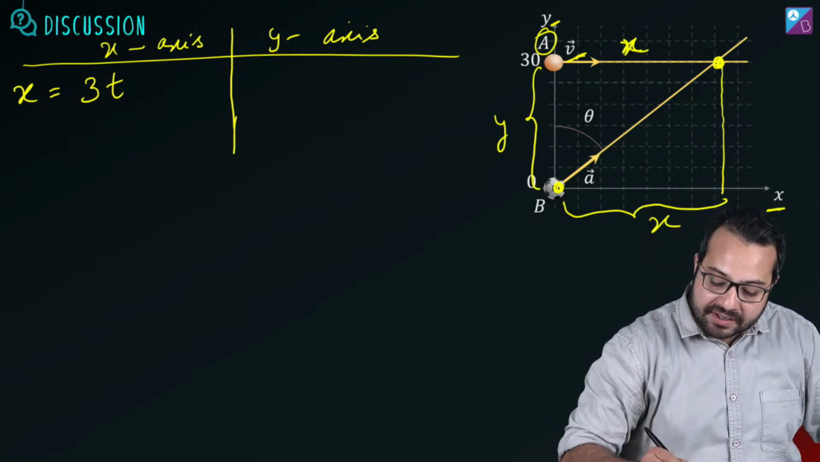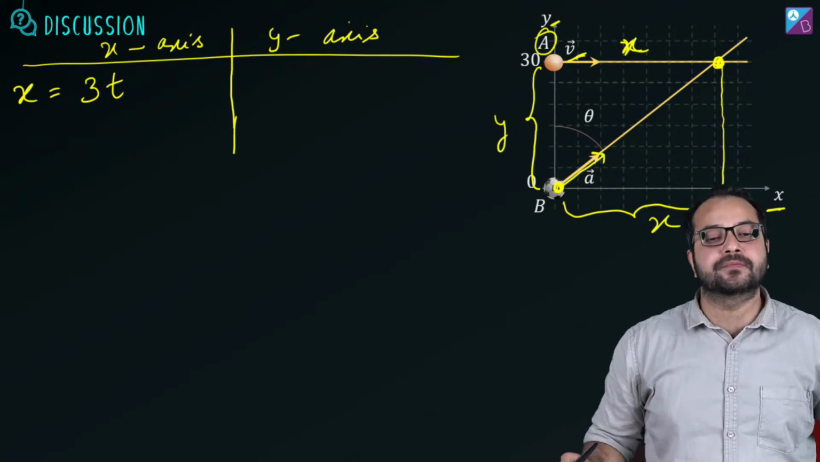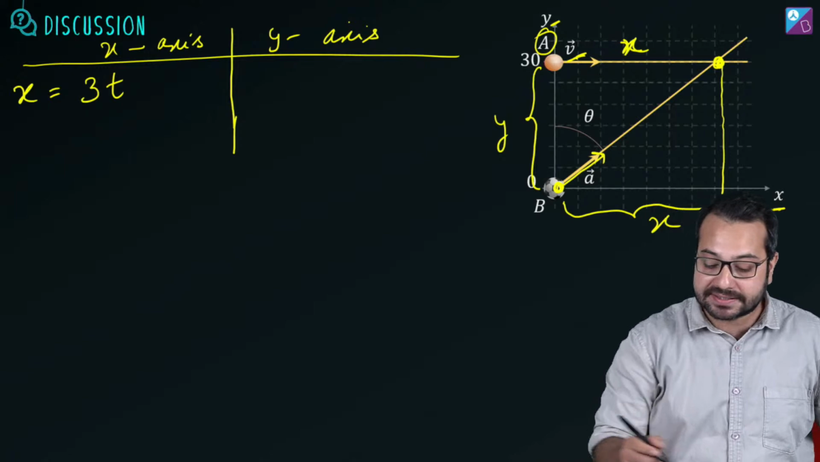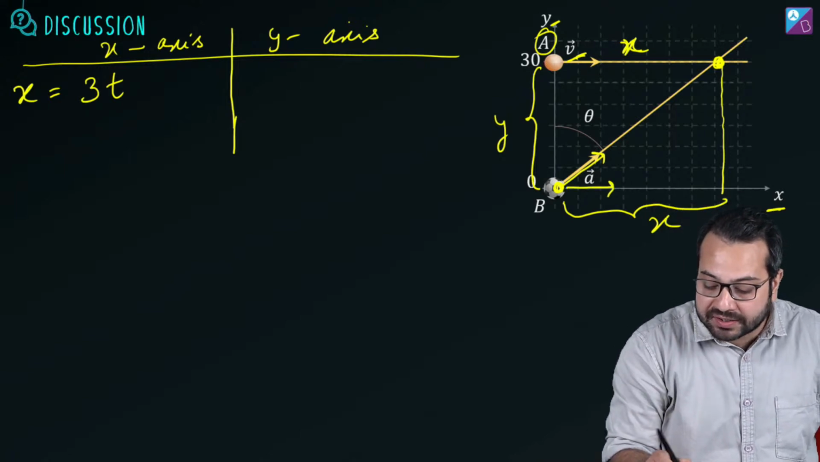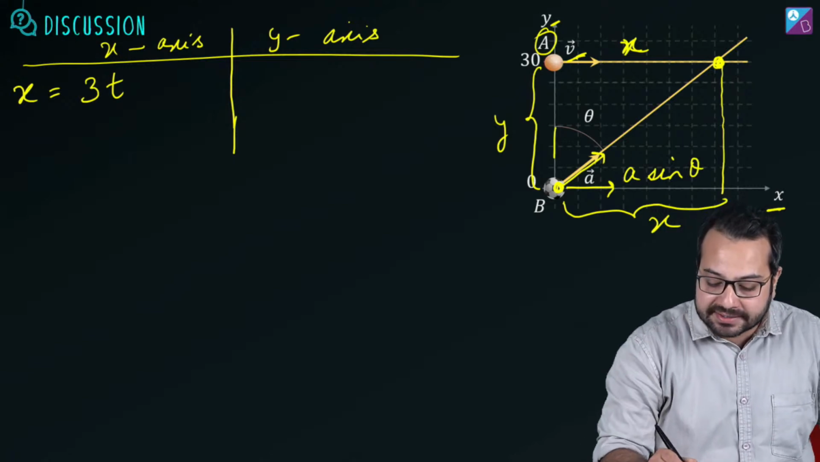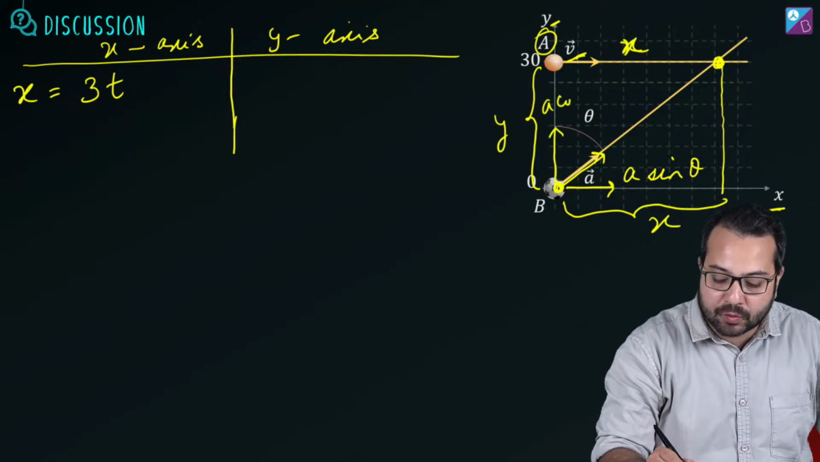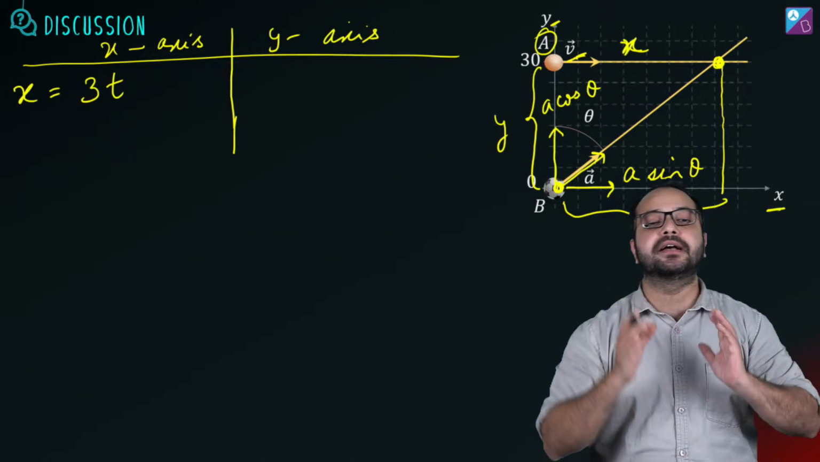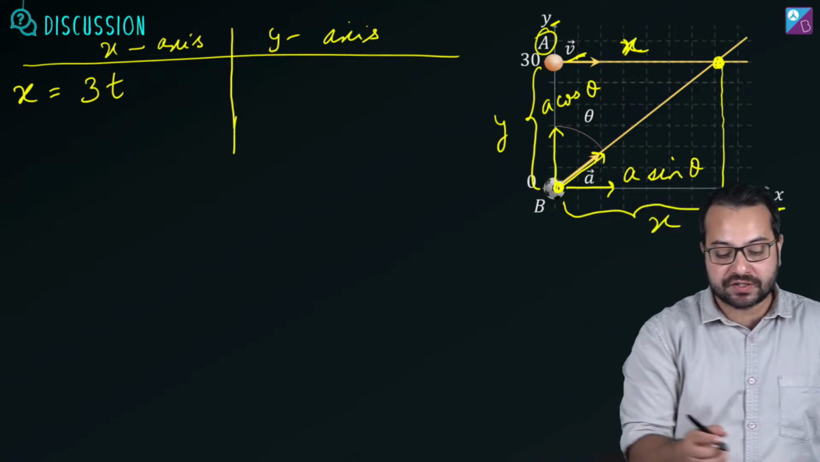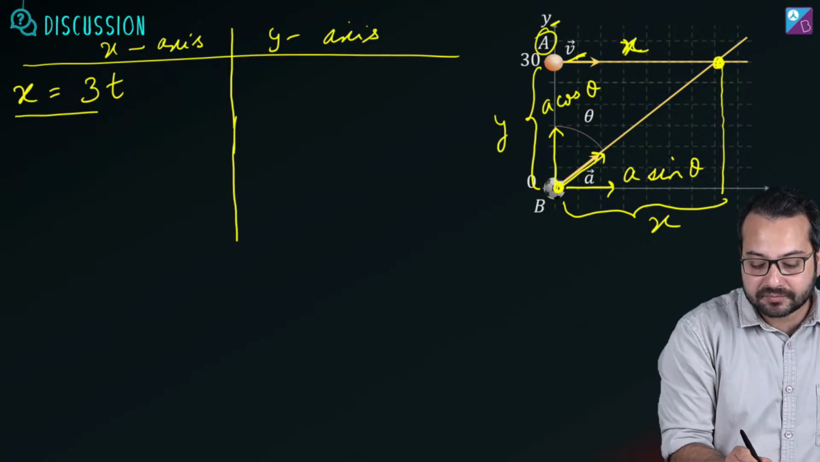Okay, the acceleration is along this direction. So we'll have to break acceleration into x and y components. Is that correct? So acceleration in this component is going to be a sin theta and acceleration in this direction is going to be a cos theta. Is that correct? Now we can solve this question very easily.